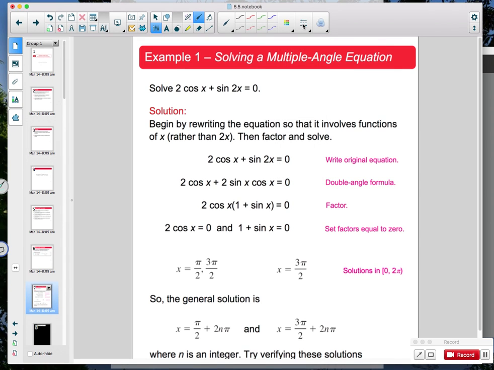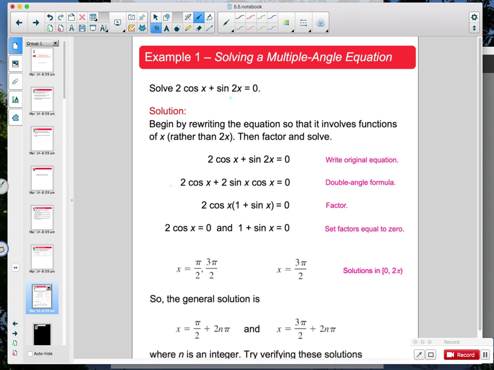You can slow these videos down and watch them again and again. So we have 2 cosine x plus sine 2x. What is different is that I have a different angle from the first one: sine 2x here, and cosine x. So I will need to use the substitution formula, and that will become 2 sine x cosine x. Now you can factor the 2 cosine x, and you have 1 plus sine x.